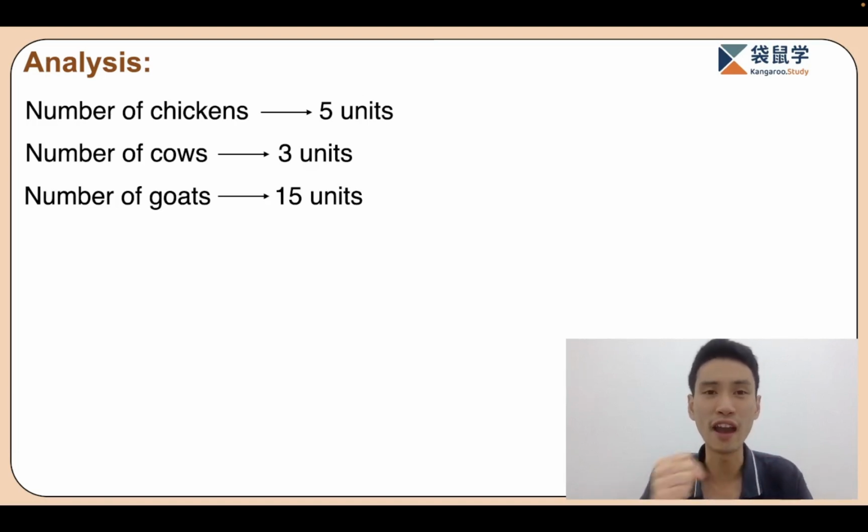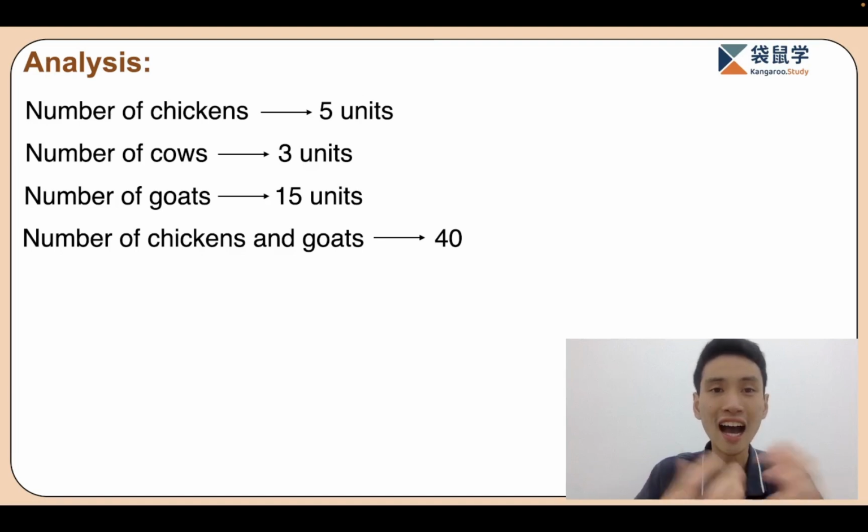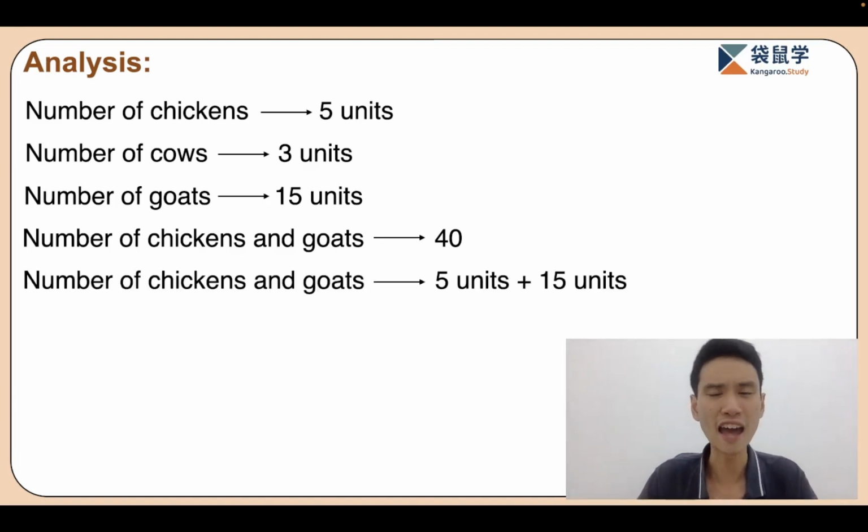Do you remember that very important piece of information we got in the question? That's right, we knew from the question that the number of chickens and goats combined is 40. Now, how do we calculate the quantity of each of these animals? That's right, we can add up the number of chickens and goats in terms of units, which would be 5 units plus 15 units. And so how many units is that? It would be 20 units.